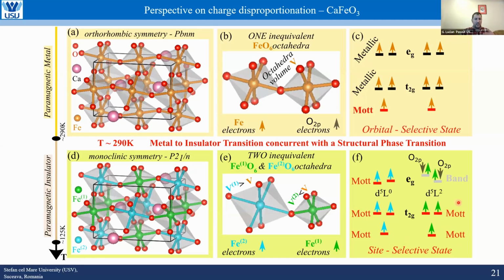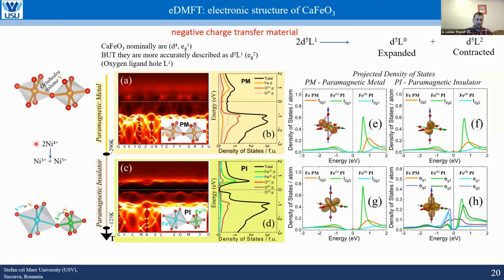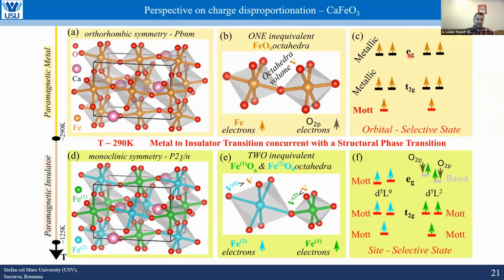So again, in this compound, instead of thinking in terms of this charge disproportionation or this phenomenological way, I can see that I have some orbital selectivity here, because some orbitals are metallic, some are insulating. And this one goes, because of electronic correlation, into one which is perfectly Mott and one which is Mott plus band. Again, a different view of charge disproportionation.